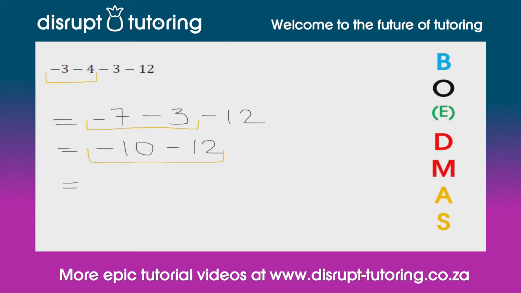by subtracting 12 from minus 10. So minus 10 minus 12 gives us an even smaller number, which is going to be minus 22. And that gives us the answer to this particular question.